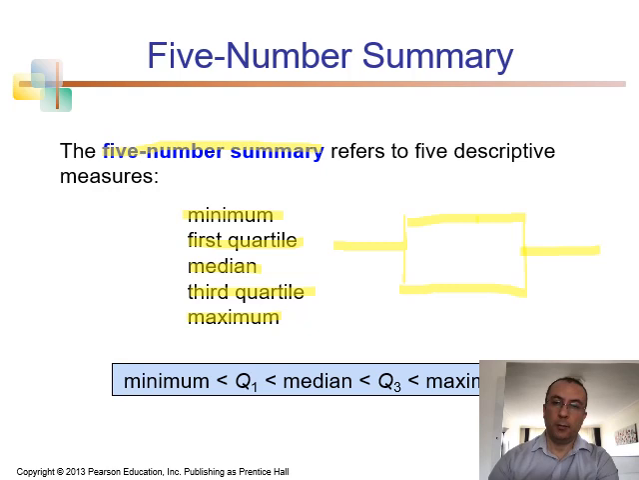So this is an example of box plot. The minimum is on the left side. And Q1 is like one end of the box. Q2 is somewhere in the box. And Q3 is the upper end of the box. And this one here is the maximum.